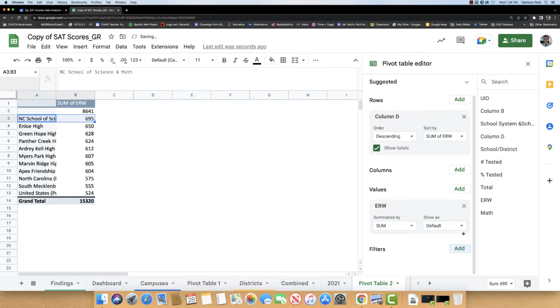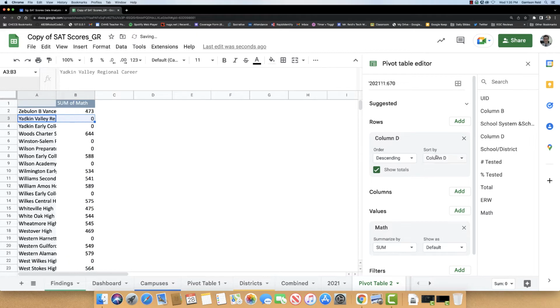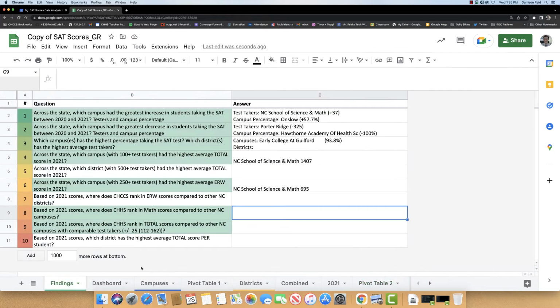So get rid of this. And we're looking at math and sort by math. I can see by looking at this that Chapel Hill High is here at 5th with a 668. 5th.